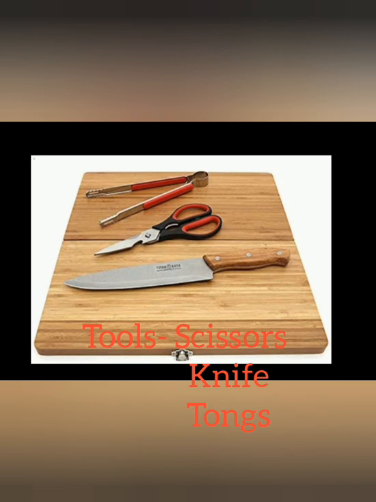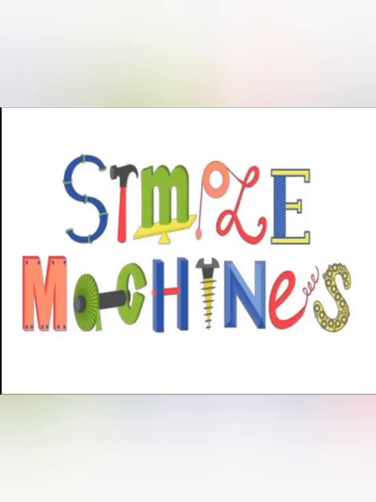For example, we use a pair of scissors to cut paper or cloth. We use tongs while cooking. We use a knife for cutting vegetables. So all these are called tools. These tools we can call machines also. A machine helps us to do our work by applying some force. Without applying force, we can't do any sort of work.